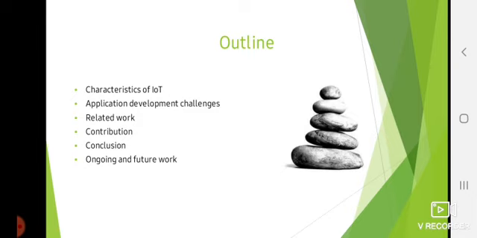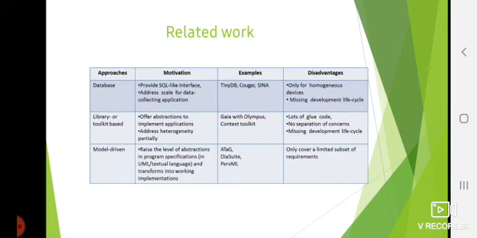Normally, the outline contains the characteristics of IoT, application development challenges, related work, the contribution of the IoT in application development, and conclusion and ongoing and future work about the IoT. Next, we have to see about the related work. The related work consists of three approaches: one is database, another is library or toolkit based, and another is model driven.